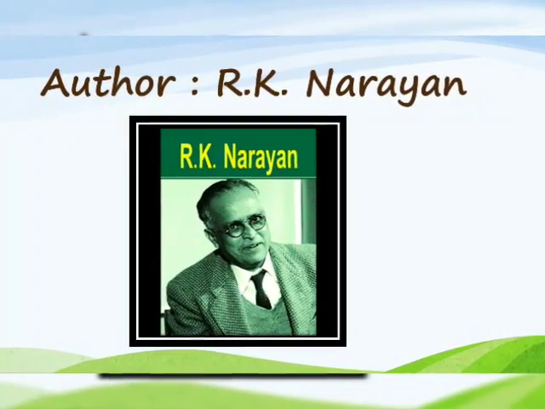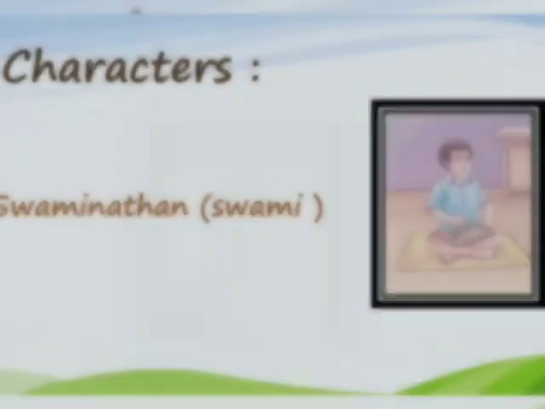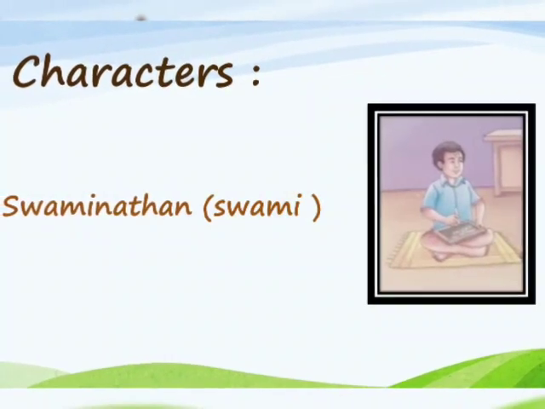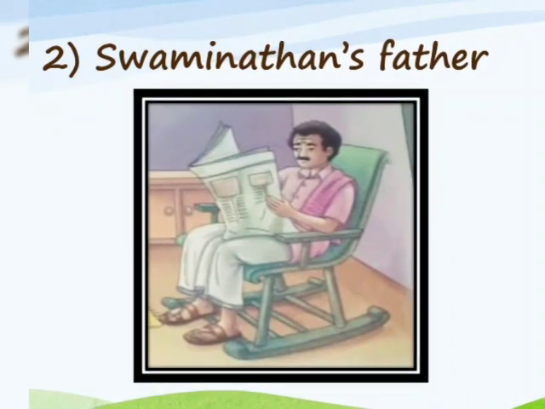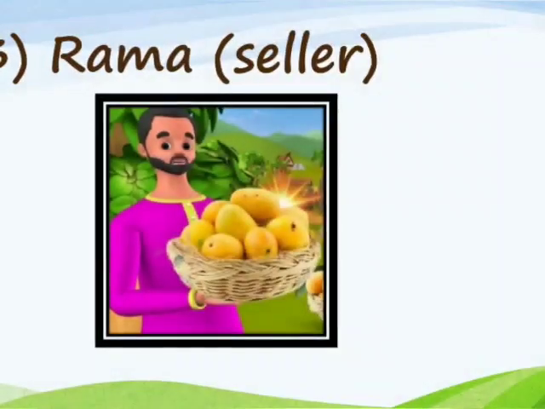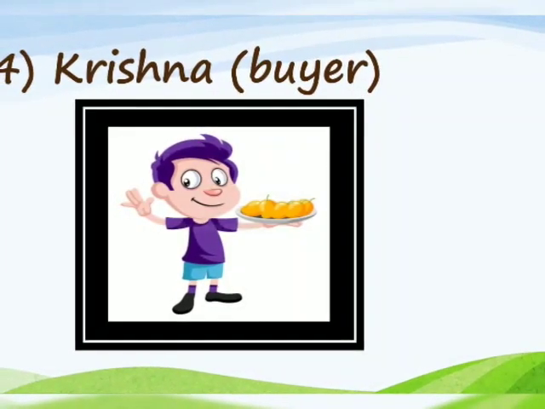Now, before starting the lesson, I want to introduce the characters of this story. The first character is Swaminathan, second, Swaminathan's father, third, Rama, the seller who wanted to sell 10 mangoes for 15 annas, and Krishna, the buyer who wanted to buy 4 mangoes.